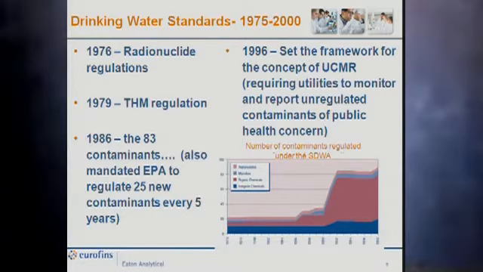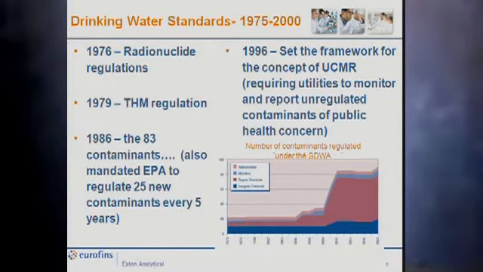Well, that presented some huge analytical methods challenges. As a matter of fact, if you look back at those 83, some of them EPA never did promulgate analytical methods for. Instead, they used treatment techniques. And then in 1996, with the amendments to the Safe Drinking Water Act, EPA really set the framework for the concept of the unregulated contaminant monitoring rule, which essentially requires utilities to monitor and report on unregulated contaminants of public health concern.